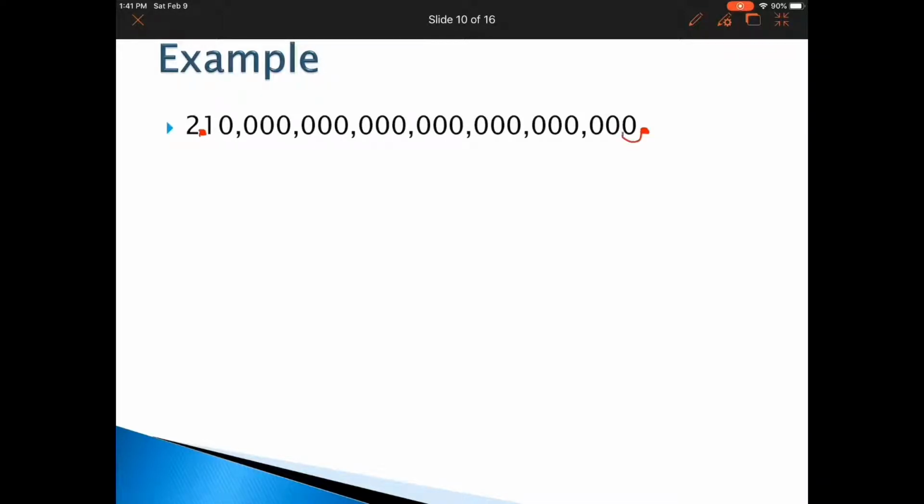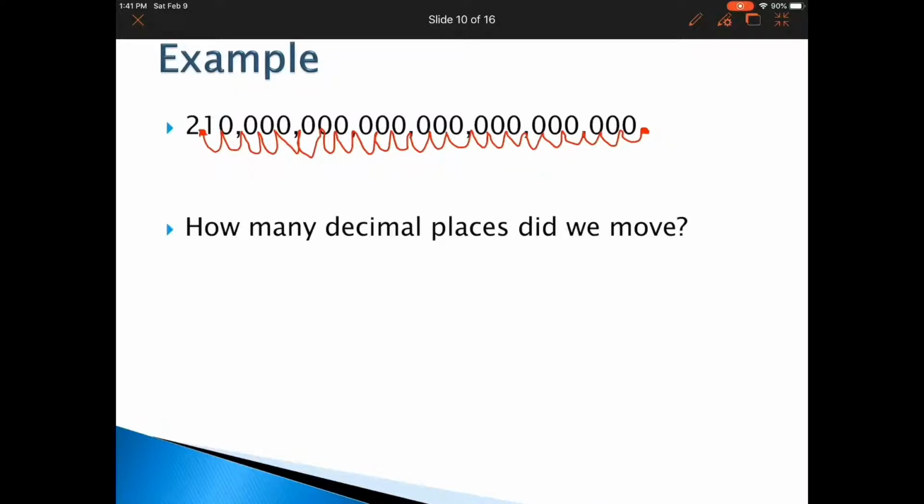So let's do that. 1, 2, 3, 4, 5, 6, 7, 8, 9, 10, 11, 12, 13, 14, 15, 16, 17, 18, 19, 20, 21, 22, 23. So how many decimal places did we move our decimal? Well, we moved it 23 spaces. So how are we going to write this?